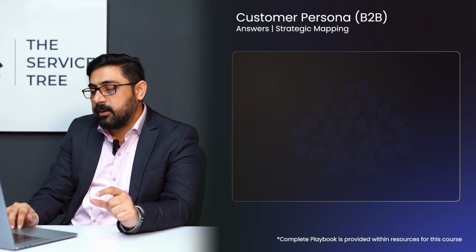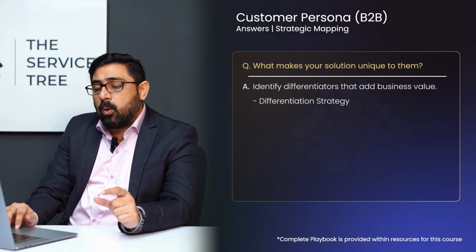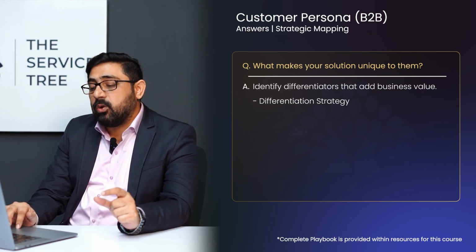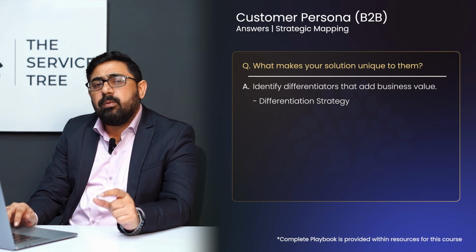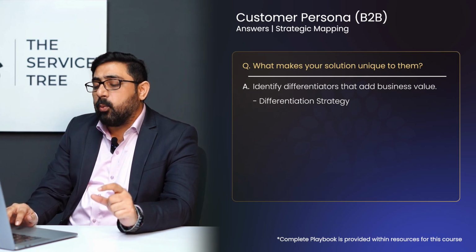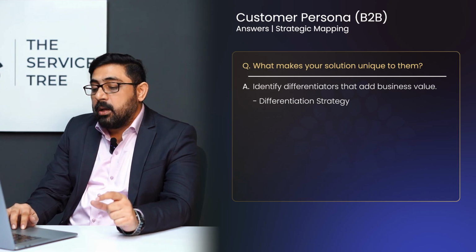So I'm randomly picking some other points. For instance, at A23, what makes your solution unique to them? So this is actually your differentiation strategy. And we are going to discuss differentiation at large in a different session where we will be discussing what type of differentiation we can apply. So it's all about the questions and the answers, which will get you somewhere and help you in your business strategy, the exact strategic mapping.